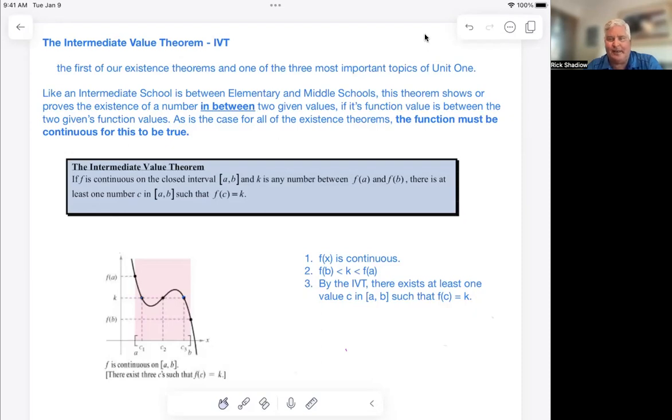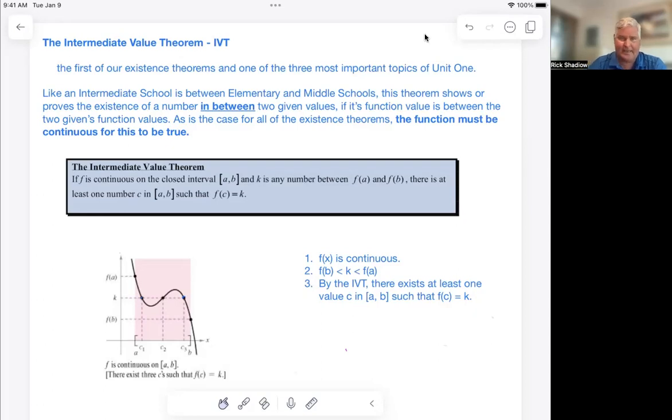So you see in the diagram in the bottom left, and my first two steps there, I've just mentioned those: f of x continuous and K between f of A and f of B. There has to be then a C, and it's guaranteed by the intermediate value theorem, by the IVT. There exists at least one C. In our diagram, there happen to be three different values of C.